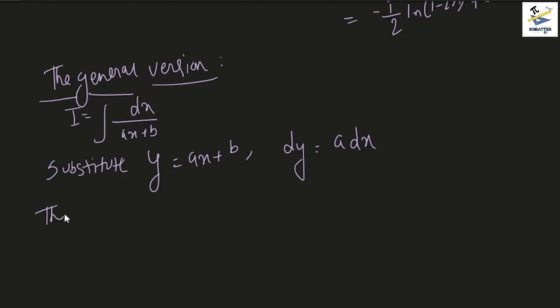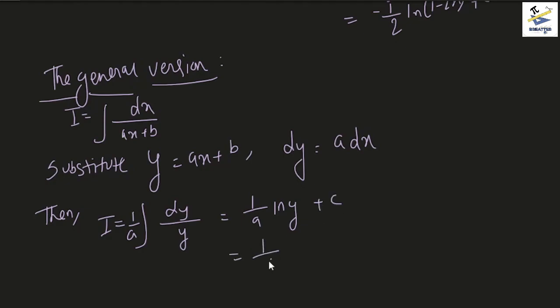Then I should be equal to the integral of dx, which is dy by a, so put 1 by a outside, dy here, and this should be y. So this gives you 1 by a ln of y plus c, and if you put back the value, it gives you 1 by a ln of ax plus b plus c, which is the answer.